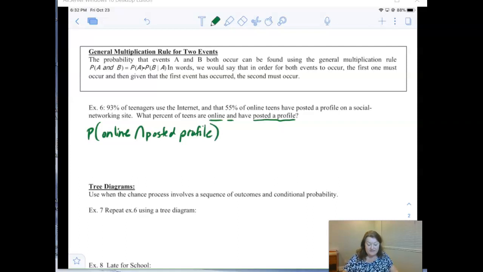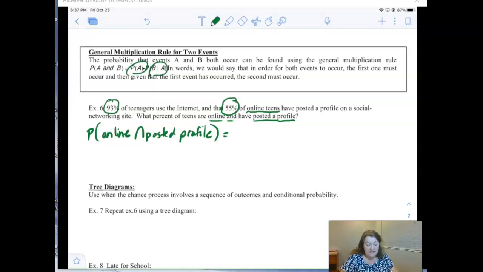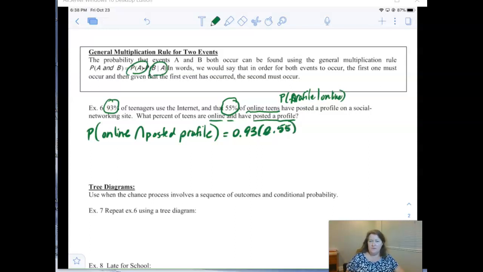Okay, let's go see what they gave us. So they said 93% are online, right? So that's the first one. And then this one says it's 55% of the online teens. So 55% definitely comes after they're already online. So another way to say that is we could say the probability that they have a profile, given that they're online. Okay, so filling that in, we would end up doing 0.93 times 0.55 because they want the ones that are in both of those groups.